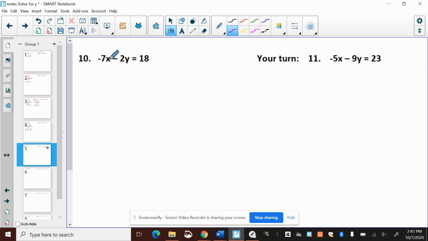Same process here. I'm going to go ahead and move over this 7x. Let me put a wall up for this one. Okay, so I need to get to this y. We're going to move the x term first. The opposite of minusing is to plus.